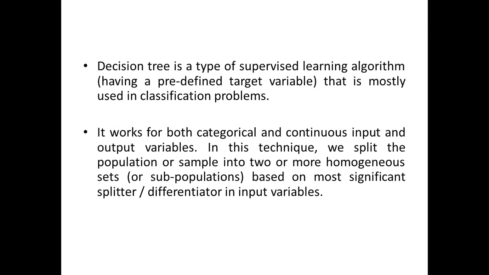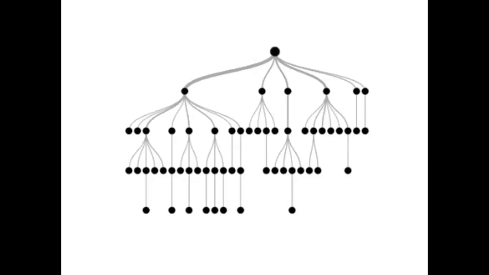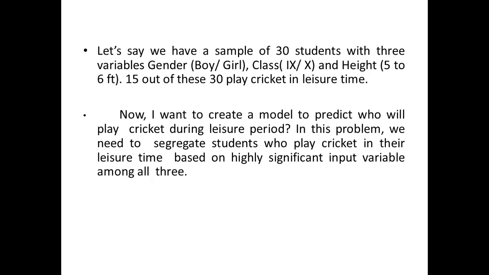Decision tree is a type of supervised learning algorithm that is mostly used for classification. It works on both types of data, categorical and continuous. In this technique, we split the population or sample into two or more homogeneous sets or subpopulations based on the most significant splitter, right? So here the population is divided by the most significant splitter into two or more splits.